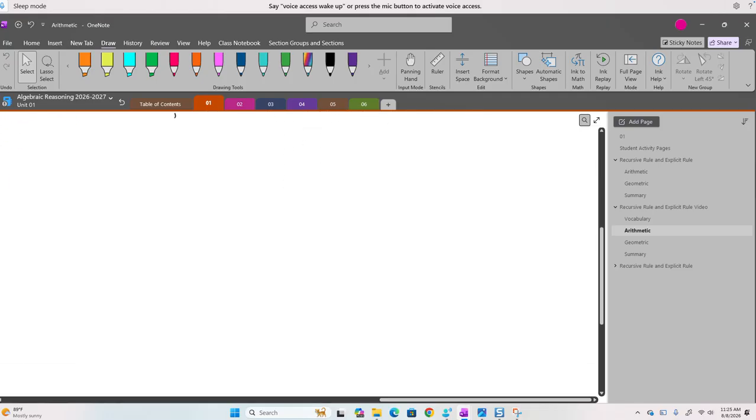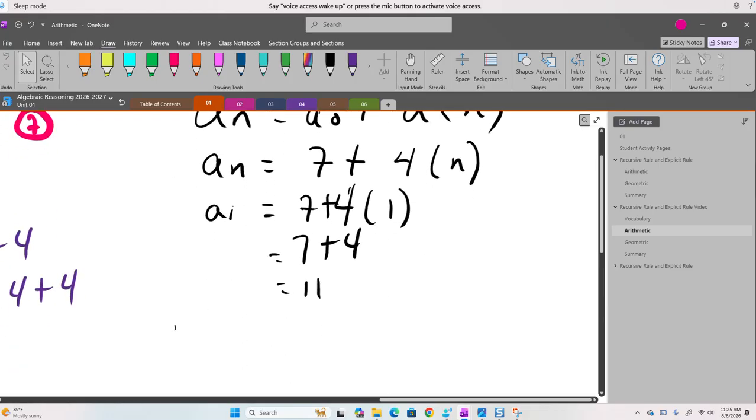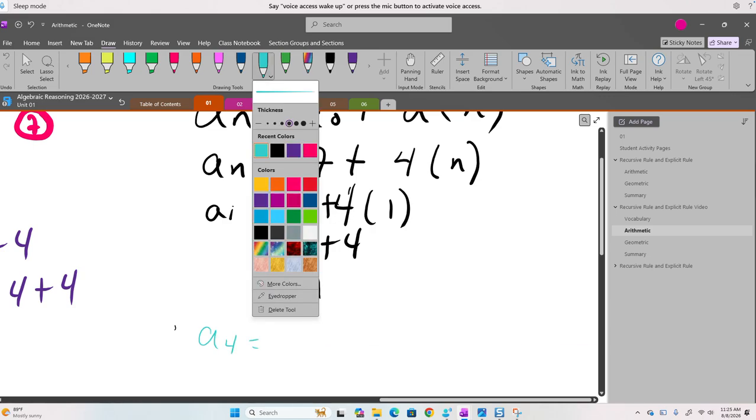So over here, let's do a different color, and let's do this pretty blue one. A sub 4. Maybe a little bit thicker. Like when they're too thin.